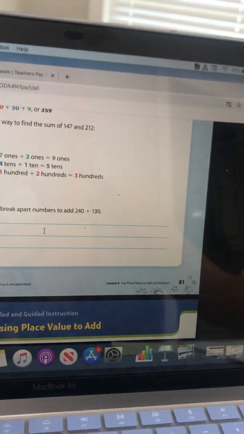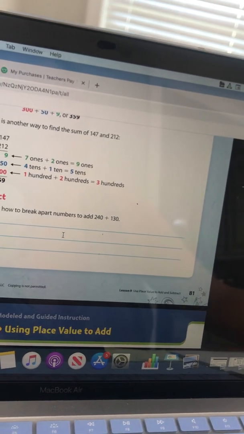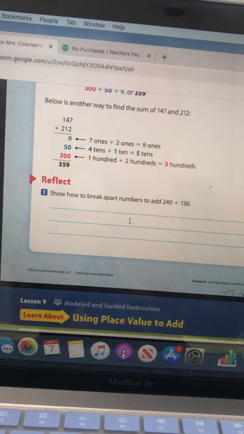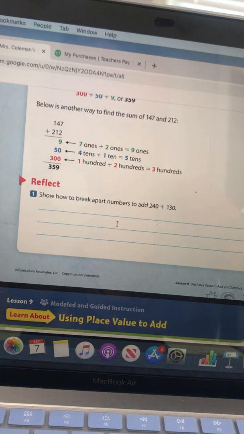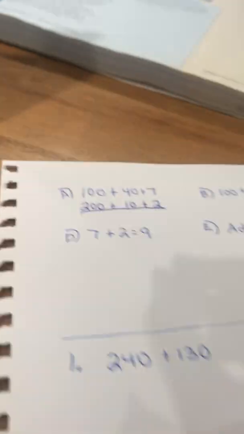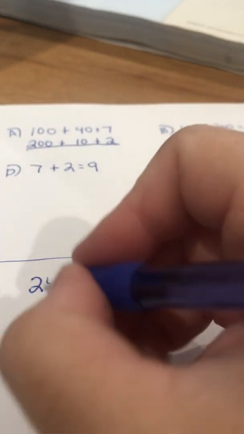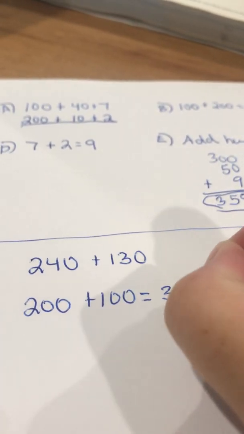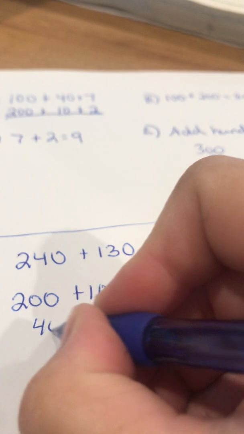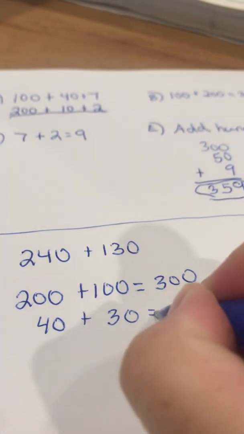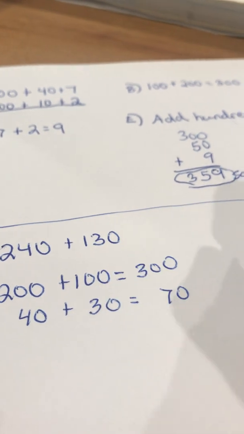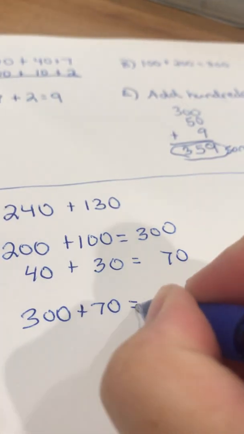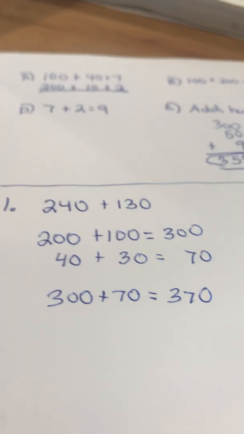Now they want us to do a reflection. So number 1, at the bottom, this is on page 81. It says, show how to break apart numbers to add 240 plus 130. So this is how I would break that apart. I would put my hundreds together. So that's 200 plus 100, which gives us 300. Then I would add my tens together. 40 plus 30 is 70. And then I would add my hundreds and my tens together. 300 plus 70 equals 370. And that's how I would break them apart.